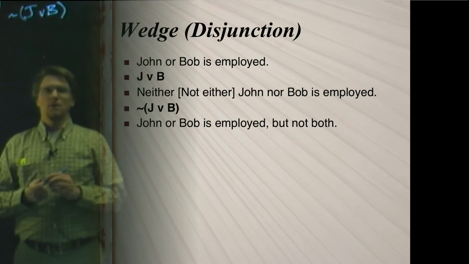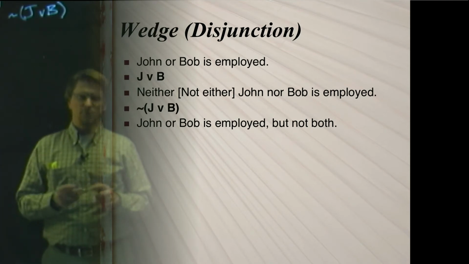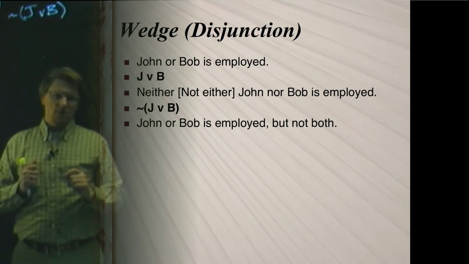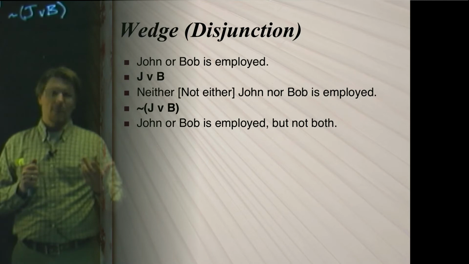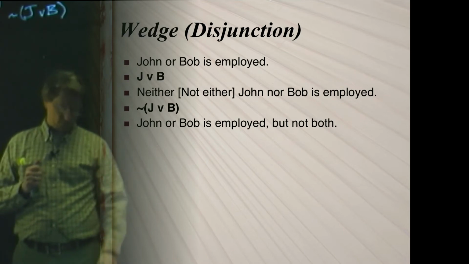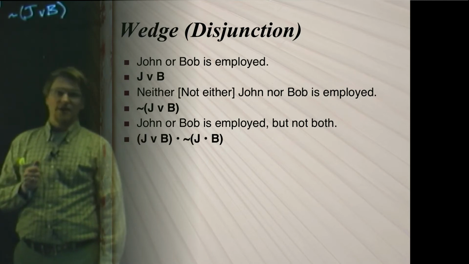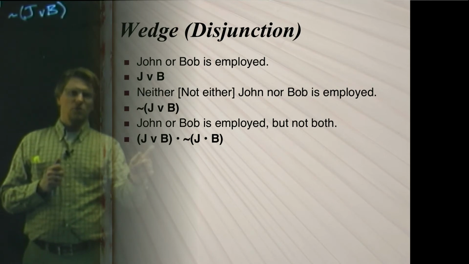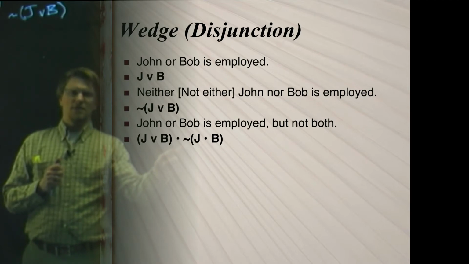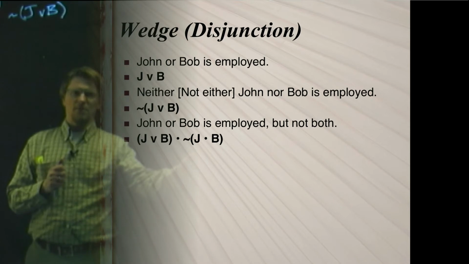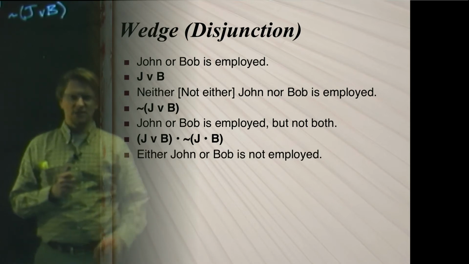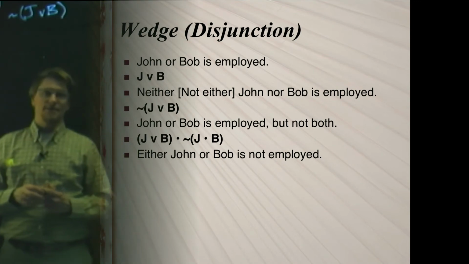Okay. On the other hand, we might say John or Bob is employed, but not both. Now this is a longer sentence, so we just break it down chunk by chunk. So we know how to say John or Bob is employed. We say J wedge B. Then we have a but, so we're going to have a dot, and then we have the rest of it. So right here, we have John or Bob is employed, but not both John and Bob are employed. Break it down if there are longer sentences like that.